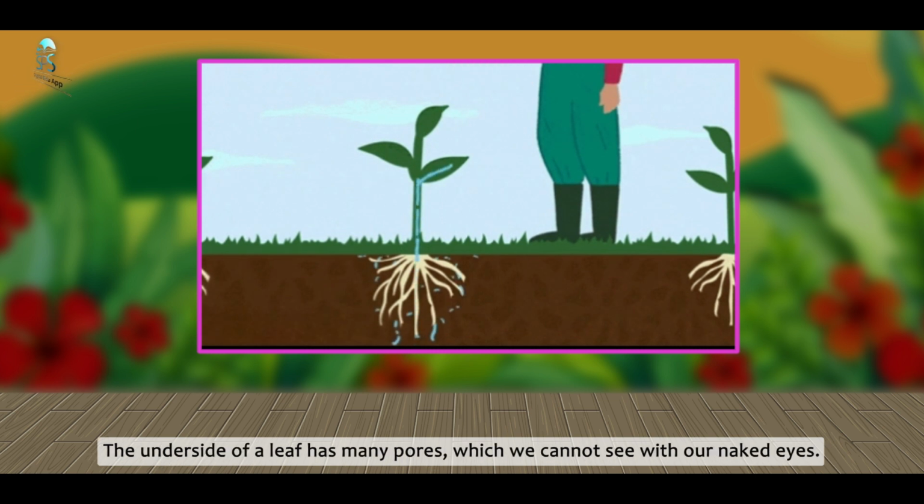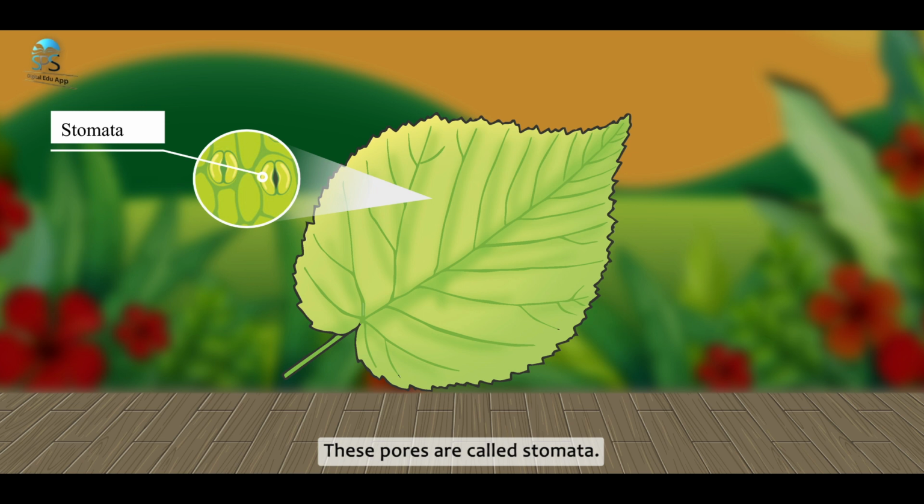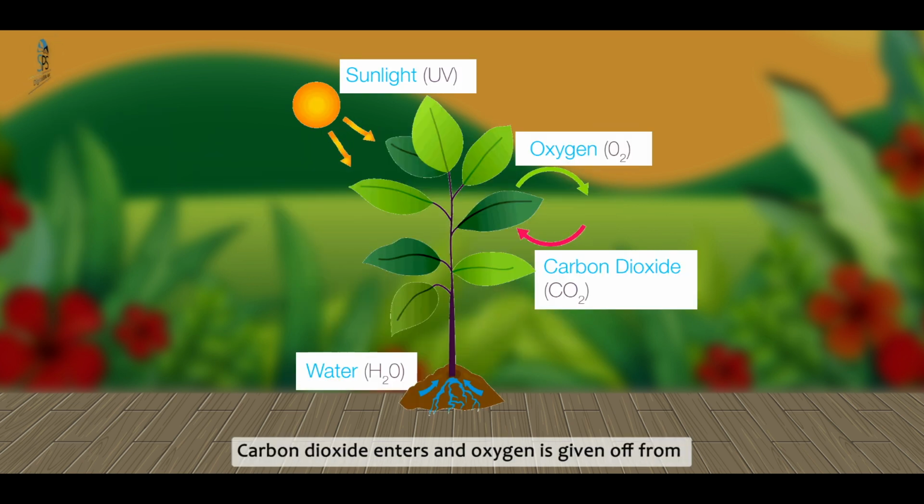The underside of a leaf has many pores, which we cannot see with our naked eyes. These pores are called stomata. Carbon dioxide enters and oxygen is given off from the stomata during the process of food making.